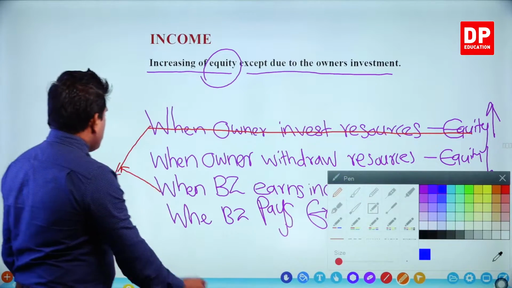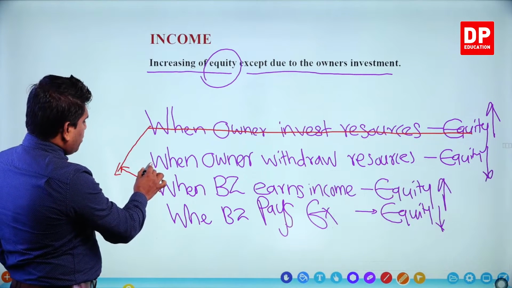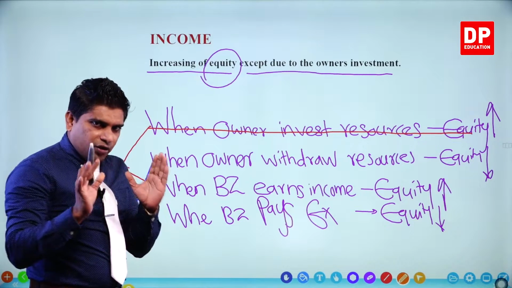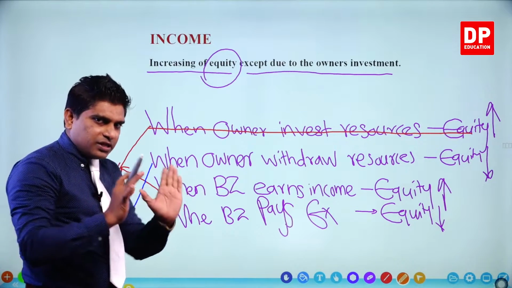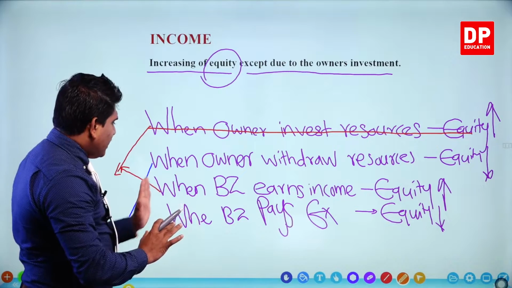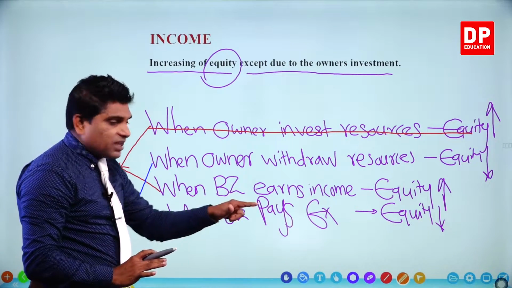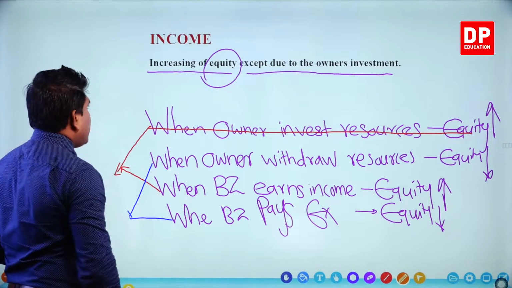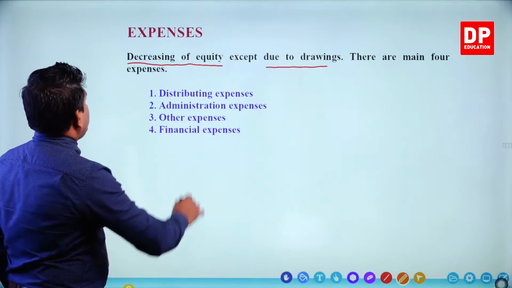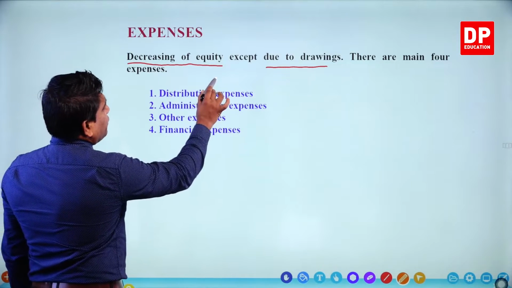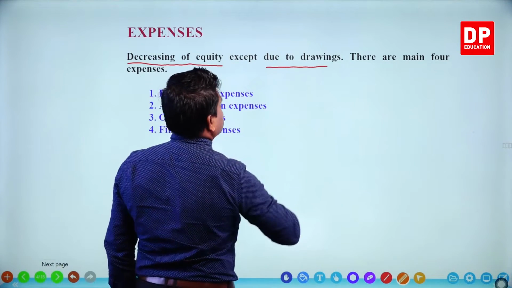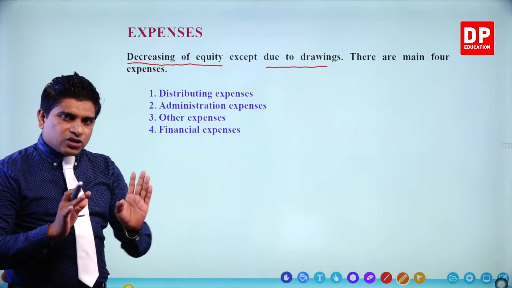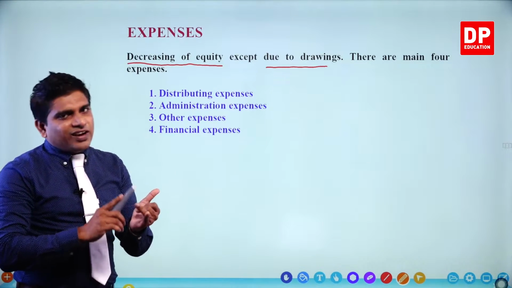Right. Now, when owner withdraw resources, we generally say drawings. As a result of drawings, equity decreases, right? And the other way, when the business pays expenses, that time also equity decreases. There are 2 points, right? But in the definition, they say decreasing of equity except due to the drawings. You know, there are 2 methods to reduce your equity, to decrease your equity. One is drawings. The other one is expense.